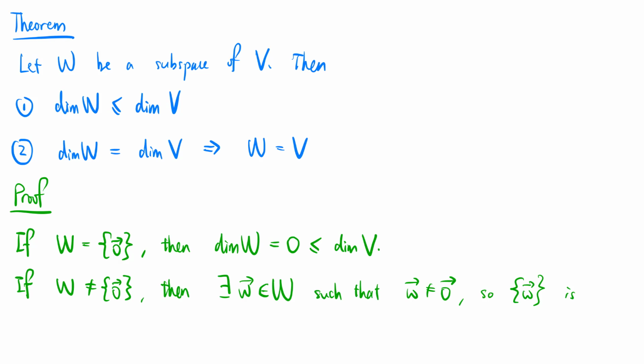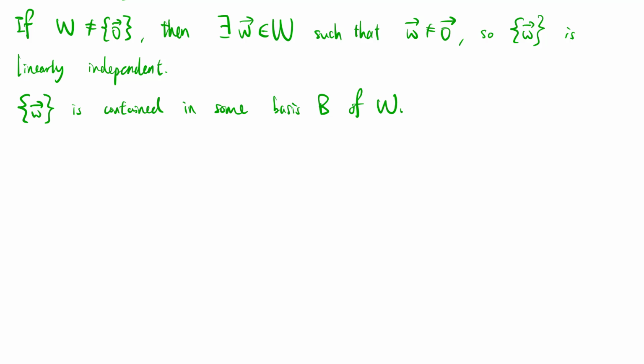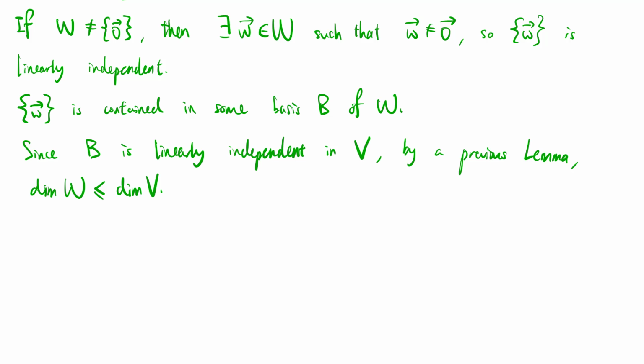If W is not the zero vector space, then there exists a vector w in W, and it is not the zero vector, so w is linearly independent. Now, w is contained in some basis B of W. Since B is linearly independent in V, its size must be less than or equal to the size of a spanning set in V. In other words, the dimension of W is less than or equal to the dimension of V.